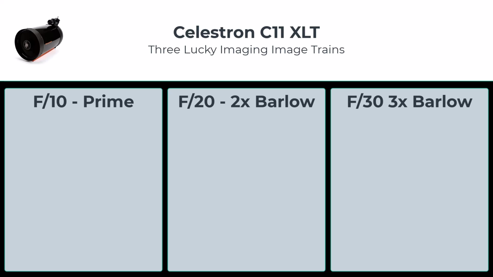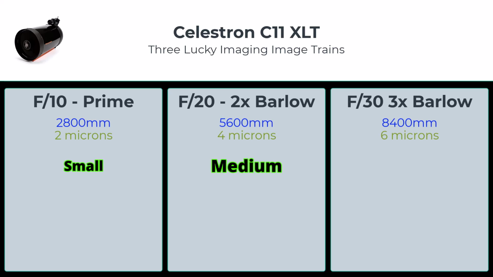I'm going to lay out the scenarios that I have come up with for the C11. The C11, at prime focus, has a focal ratio of 10, and that means with a 2 times Barlow we'll be at f20, and with 3 times we'll be at f30. So our corresponding focal lengths are 2800 millimeters, 5600 millimeters, and 8400 millimeters. Very long focal lengths. And the pixel sizes that we're going to need if we use that 5 times rule would be about 2 microns at prime, meaning f10, about 4 microns with a 2 times Barlow, meaning 5600 millimeters, and then a 6 micron pixel size when we use a 3 times Barlow, or an 8400 millimeter focal length. So let's just call that small pixels, medium pixels, and large pixels.